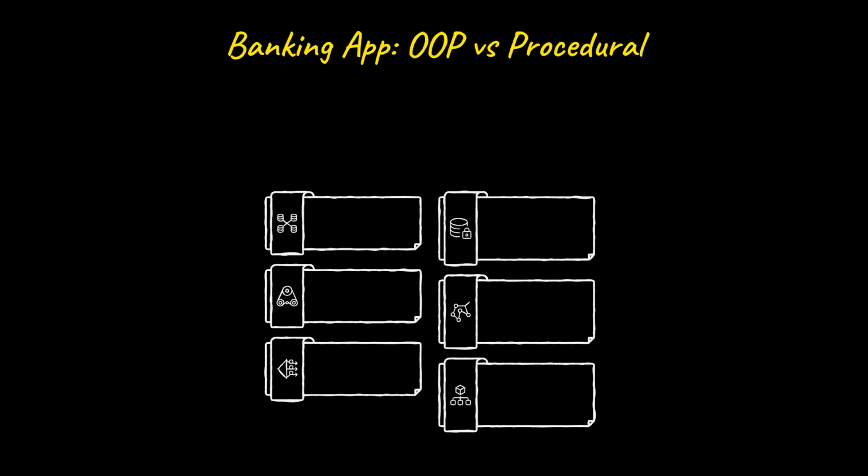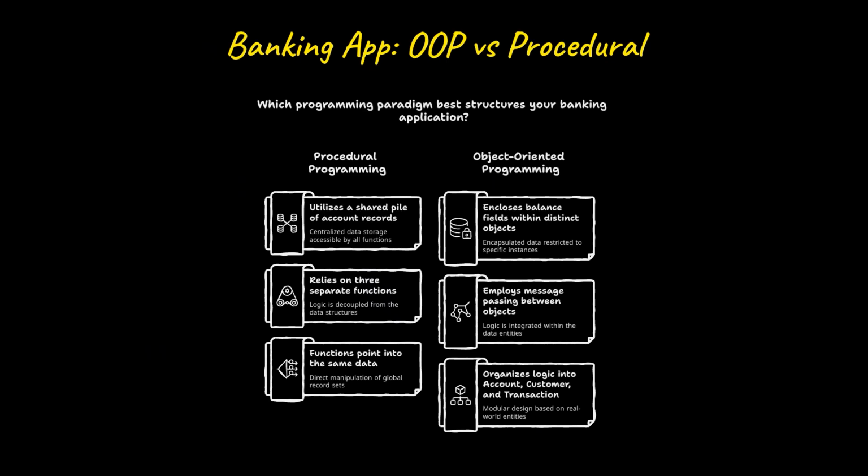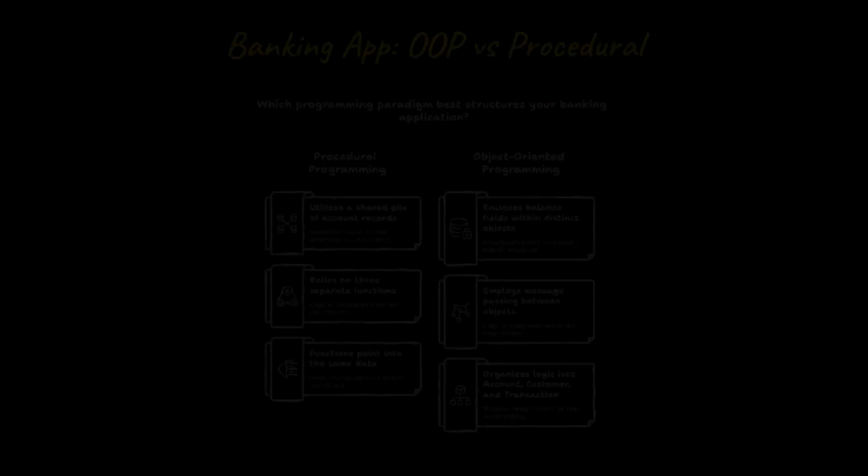Picture a banking application. The procedural version has a withdraw function, a deposit function, and a transfer function, all reaching into one shared pile of account records. The object-oriented version has account objects, customer objects, and transaction objects, each owning its own data and exposing a small set of methods that others can call.